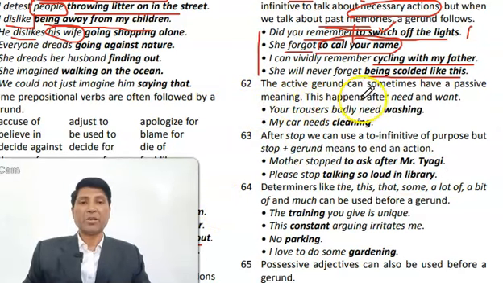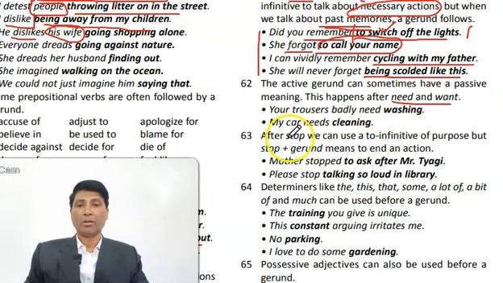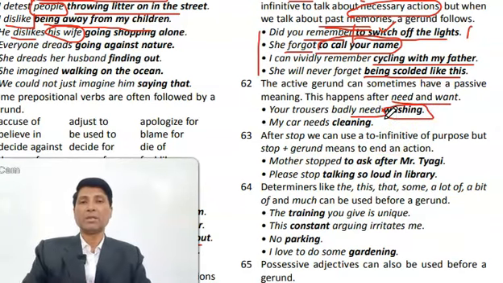The active gerund can sometimes have a passive meaning. This happens after need and want. Your trousers badly need washing. So here, how can you say that need is being followed by washing and it gives a passive sense? It means need to be washed.